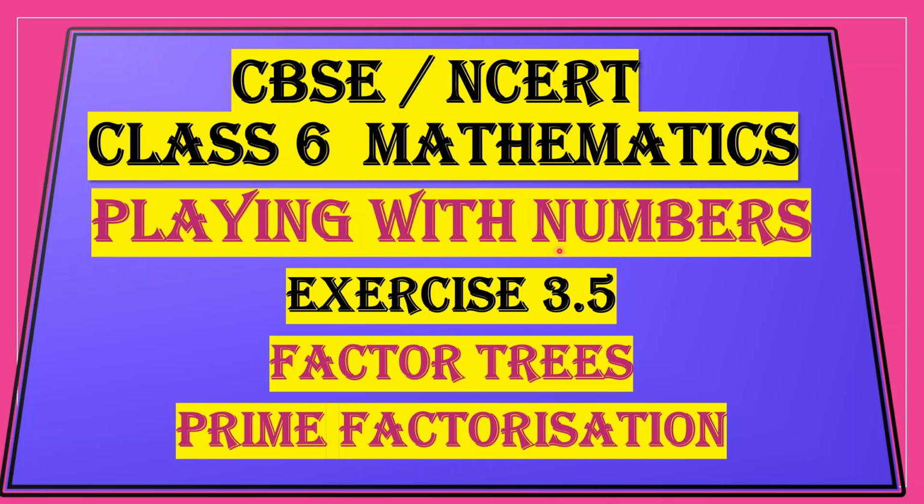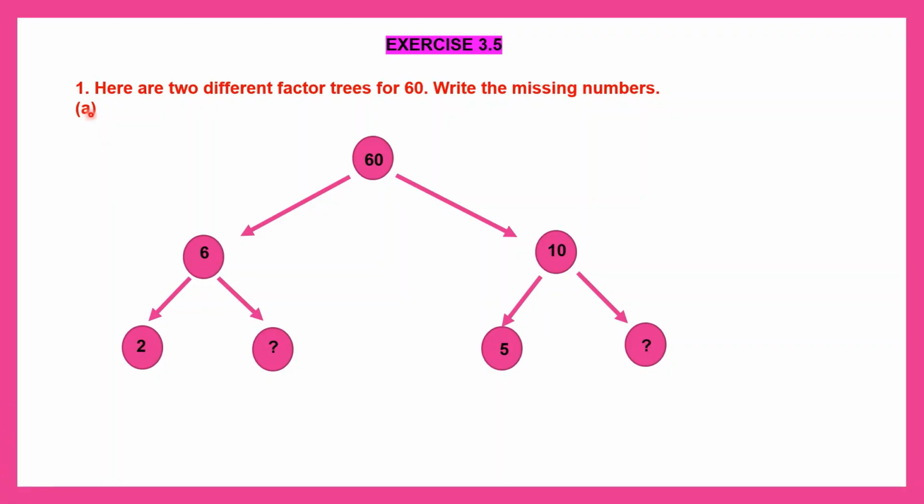Students, let's do Playing with Numbers Exercise 3.5, and in this exercise we're going to look into factor trees and prime factorization. Question 1. Here are two different factor trees for 60. Write the missing numbers.